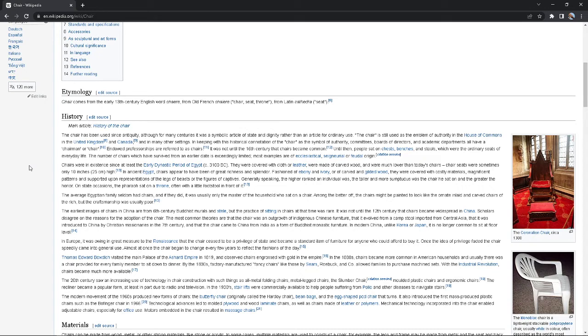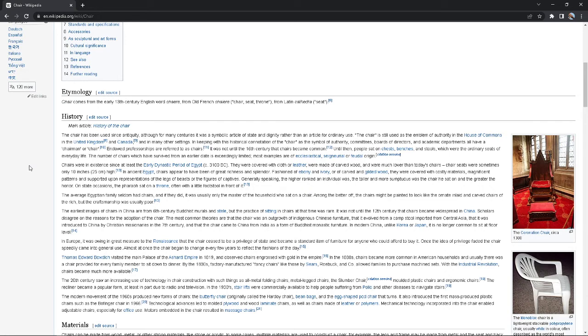It was not until the 16th century that chairs became common. Until then, people sat on chests, benches, and stools, which were the ordinary seats of everyday life. The number of chairs which have survived from an early date are exceedingly limited. Most examples are of ecclesiastical, seigneurial, or feudal origin.